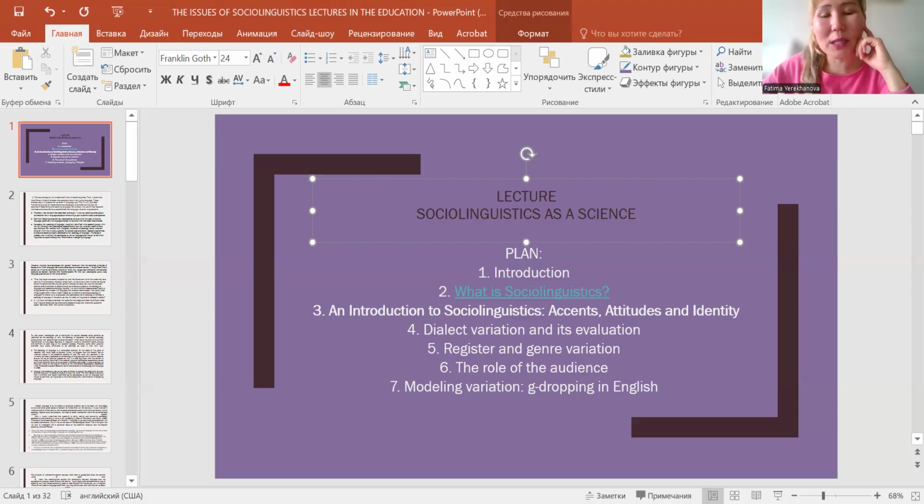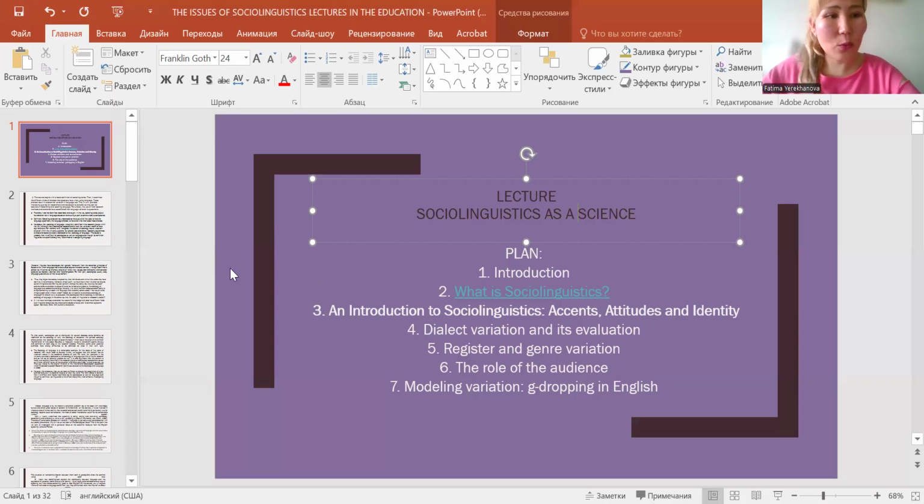Here we need to specify accents, attitudes, and identity. So this is also something we have to understand. Then we also have register and genre variation, also some terms, and then the role of the audience. So we have to understand this one as well, and the modeling variation, G-dropping in English. So all of this we have to understand.